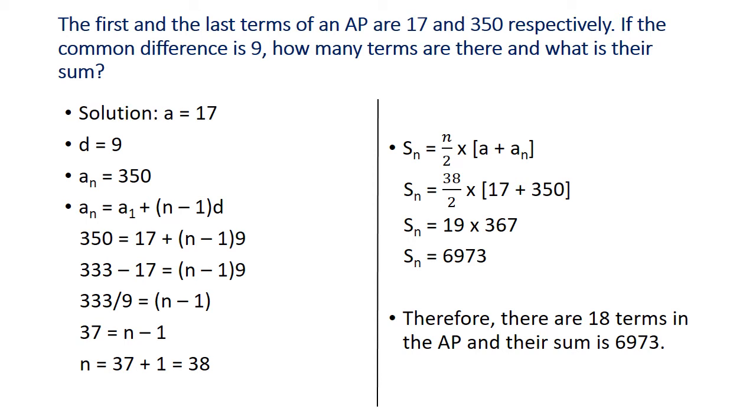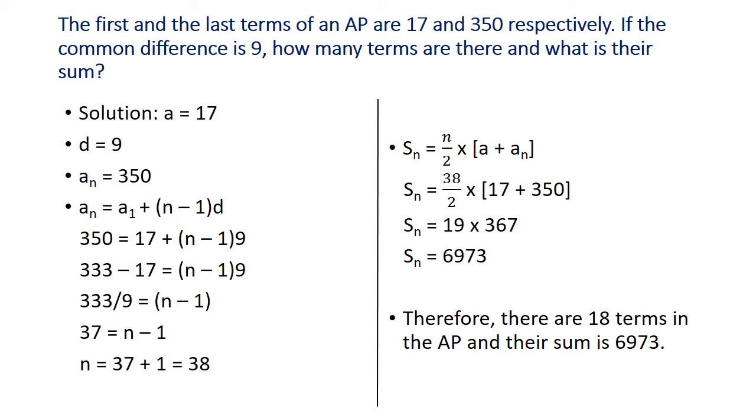We'll use the formula. Since we already know the last term, we'll use the formula Sn is equal to n by 2 into a plus an. Substitute the value: 38 by 2 into 17 plus 350. How much is 17 plus 350? 367. 367 into 19, because 38 divided by 2 is 19. So 19 into 367 will give us 6973. This is your final answer.